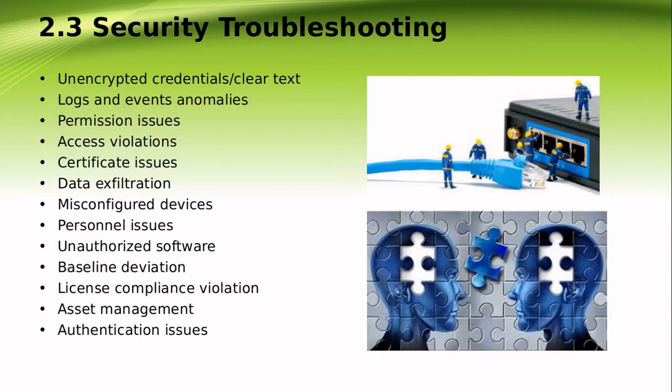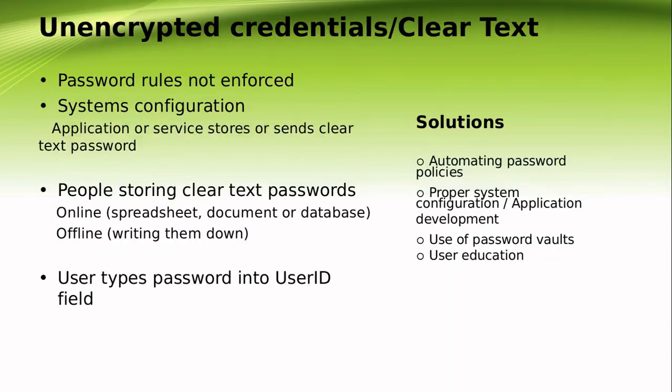So what is unencrypted credentials, logs and events anomalies. Okay, so we will go through one by one. So unencrypted credentials, clear text. So normally the exam expects you to understand that clear text transmissions and unencrypted credentials as a means of authentication are no longer acceptable on modern networks and the internet. So CompTIA tests your understanding in this regard.